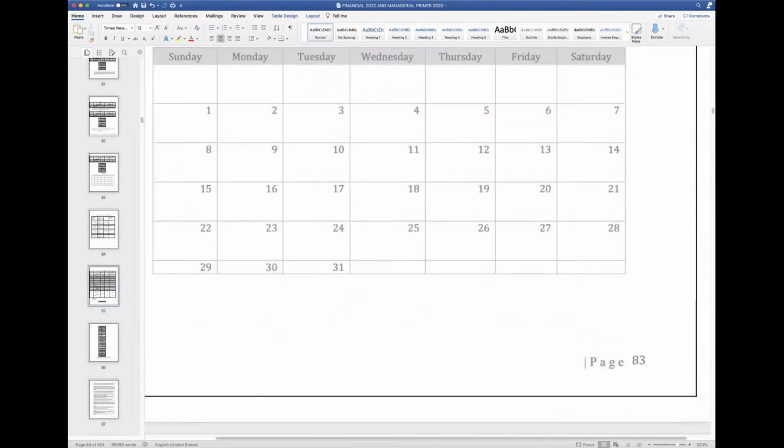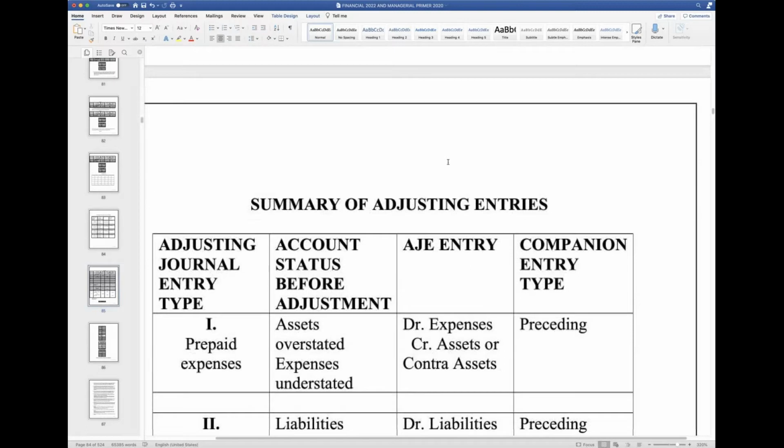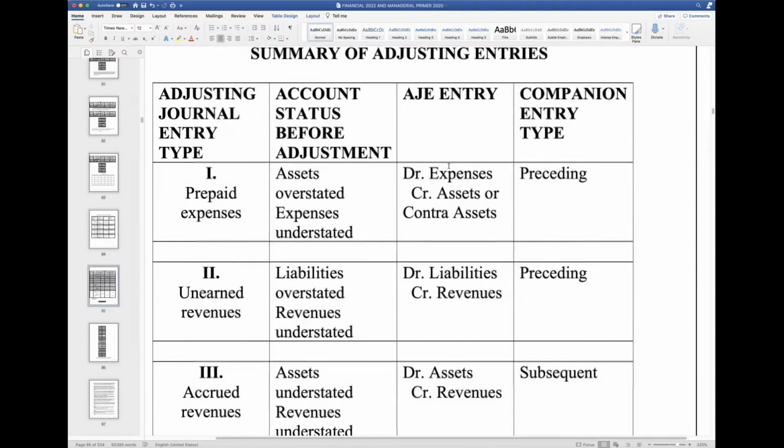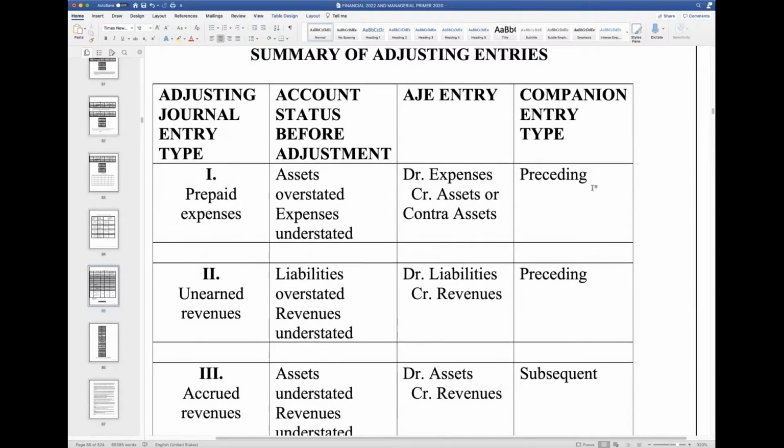So where are we? Let's look at our summary of adjusting entries, and there are 4 types. Prepaid expenses: assets are overstated, expenses understated. You're going to debit an expense and credit assets or contra accounts. If it was a long-term asset, you have a preceding entry where you bought the item.